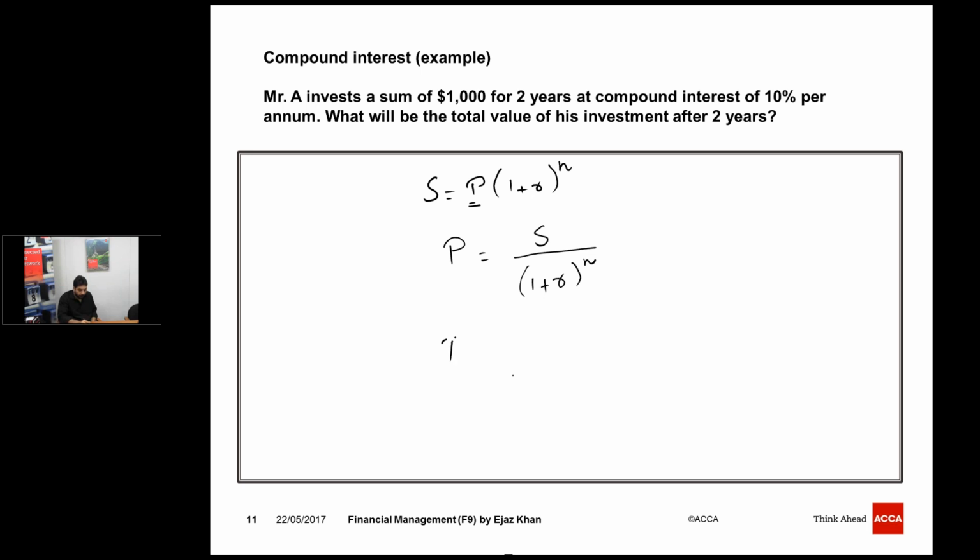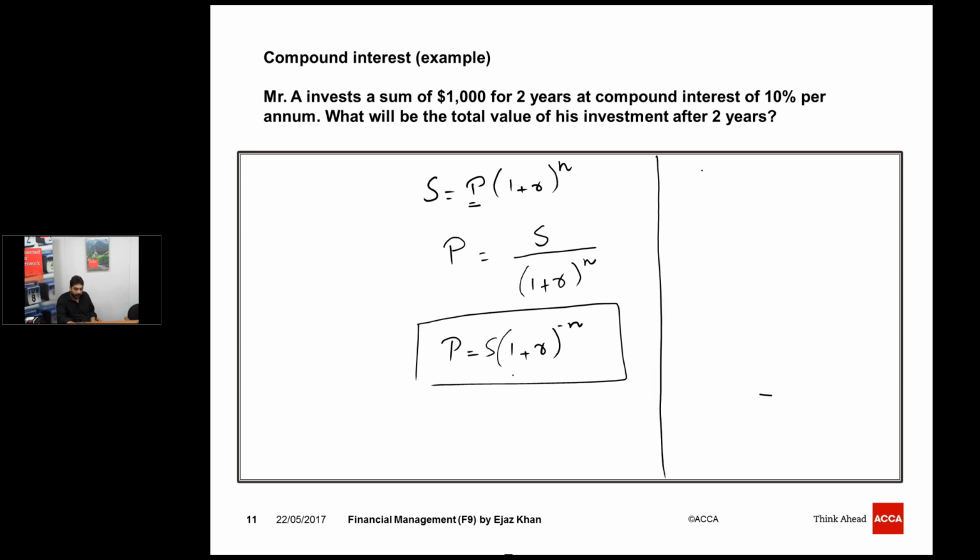Or we can also write it as P is equal to S into (1 plus R) raised to the power minus N. So if we need to calculate the present value with the help of future value, this will be the formula. Let us now solve the same question. Assume that we have been given the future value, that is $1,210. We have the rate of interest, that is 10%, and we are told that the project life is 2 years, and calculate P.